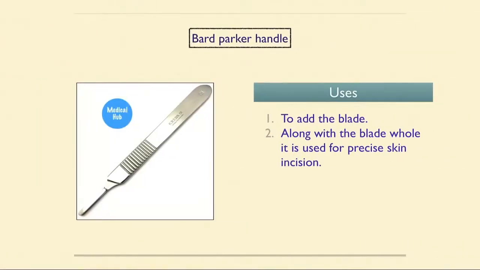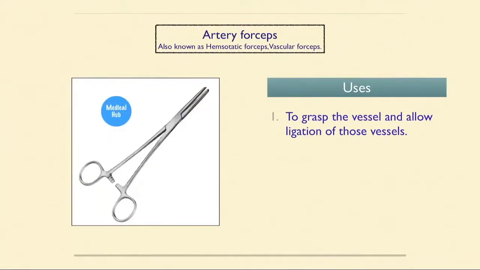Next instrument is the Burt Parker handle. This is the handle and this is the blade. You can add different blades to the handle. With the blade attached, the whole instrument is used for precise skin incision. Next instrument is artery forceps, also known as hemostatic forceps or vascular forceps. It is used to grasp vessels and allow ligation of those vessels.